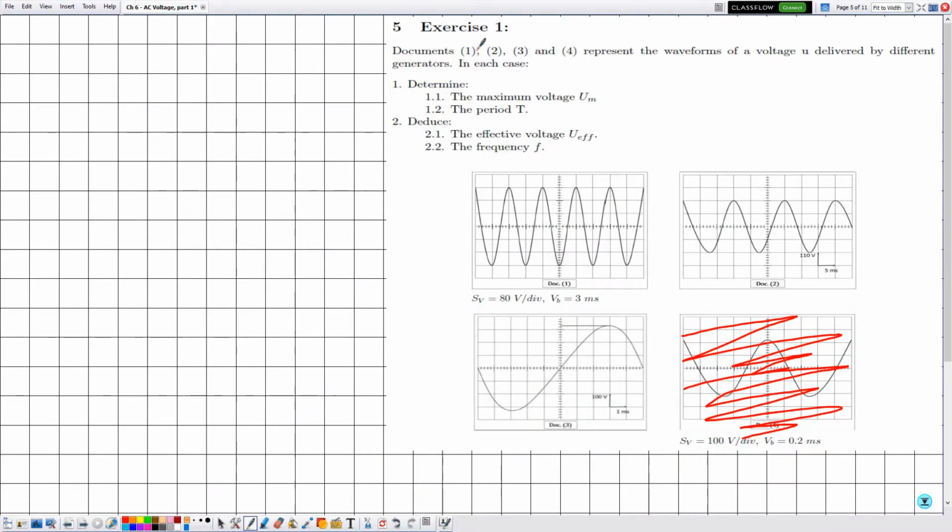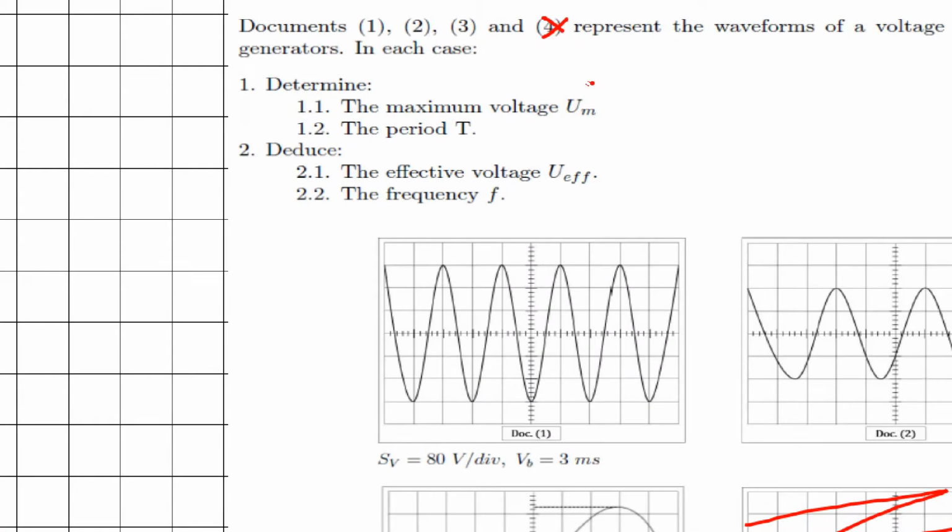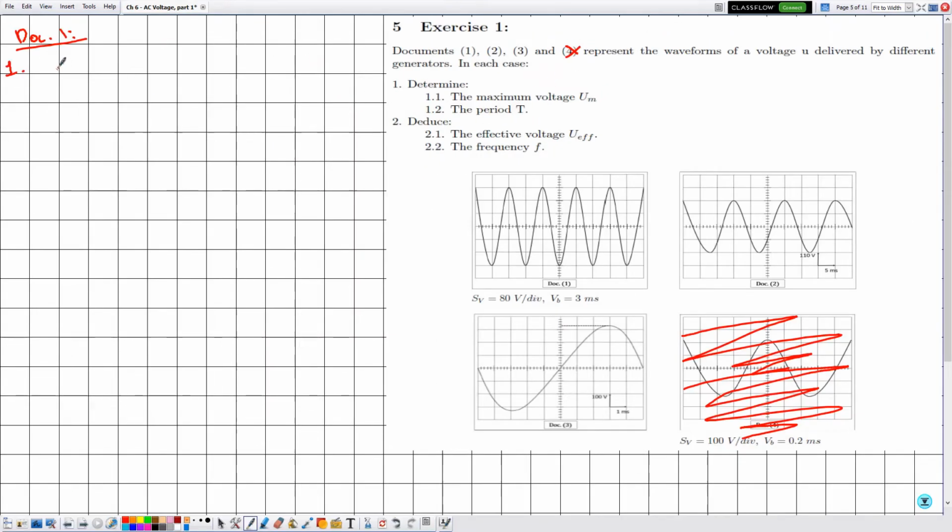So exercise 1, they are telling me documents 1, 2 and 3 represent the waveforms of a voltage U delivered by different generators. In each case, let me start by number 1. So for each document, we need to repeat the following questions. Then let me start with document 1. In 1.1, we need to determine the maximum voltage.